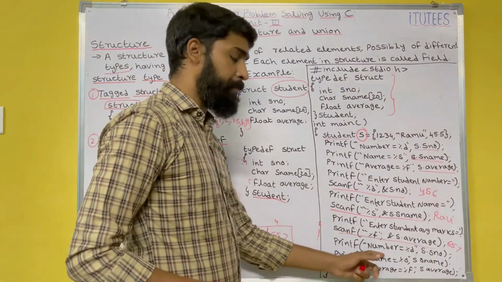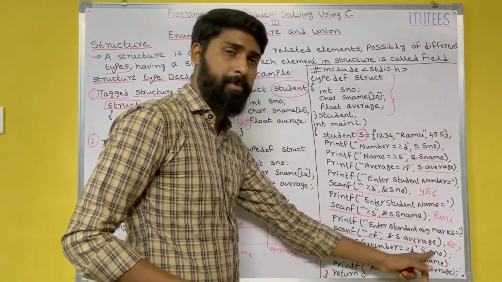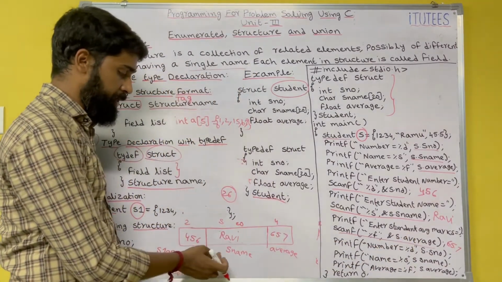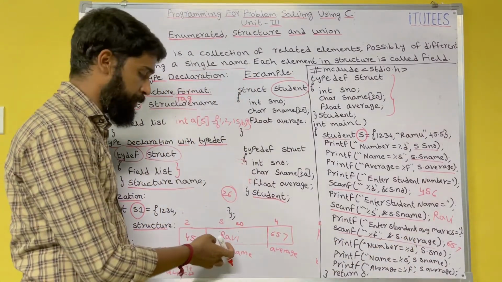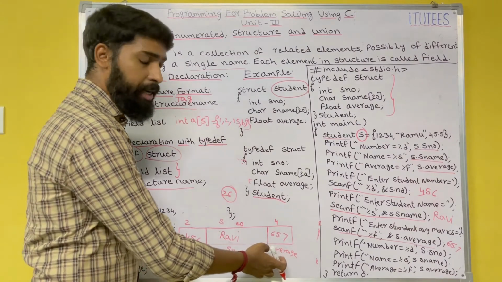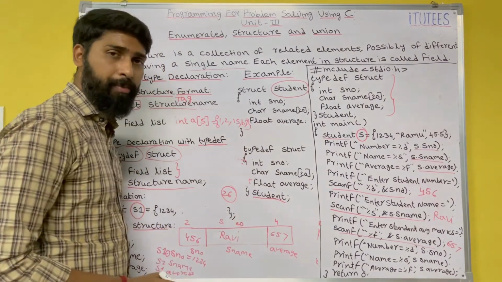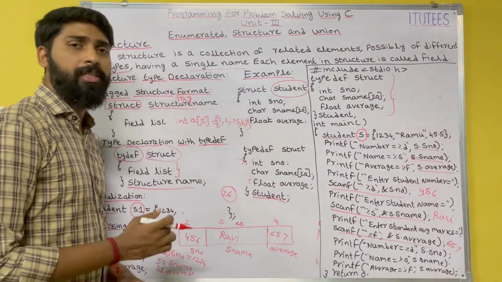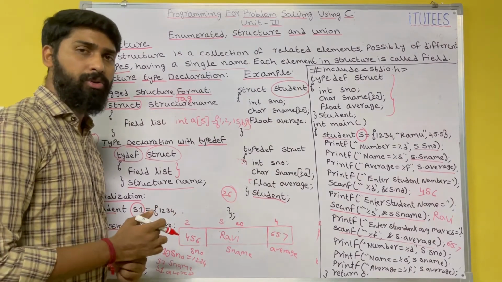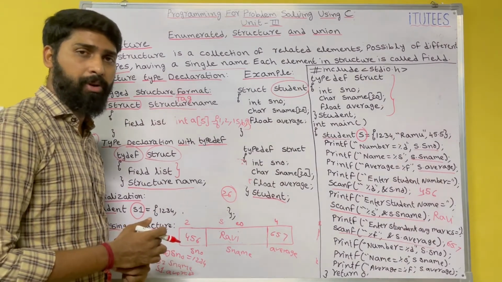Now if I print s dot s number, it prints 456. If I print s dot s name, it prints Ravi. If I print s dot average, it prints 65.7. Okay, so in this way you are going to use structures in C programming.